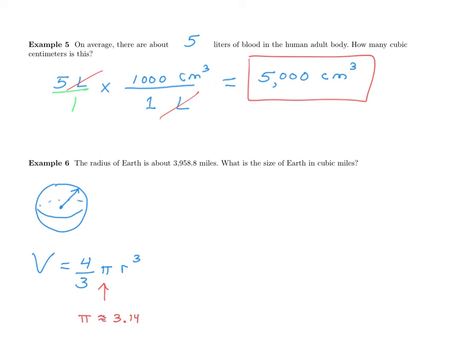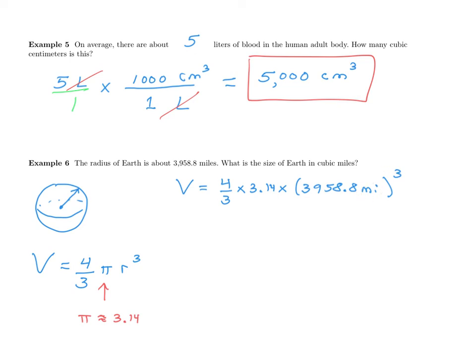So I'll say approximately equal to. If we plug everything in, that is 4/3 times 3.14 times the radius, which is 3958.8. And actually, I think I'm going to include the units here. I'm going to put miles in here, and that's all cubed. So I'm going to type this all directly into a calculator, and this number is being cubed. But so are the units, the miles. Those are being cubed as well.